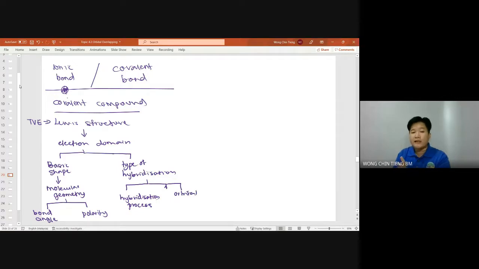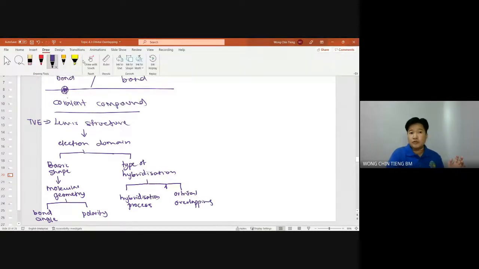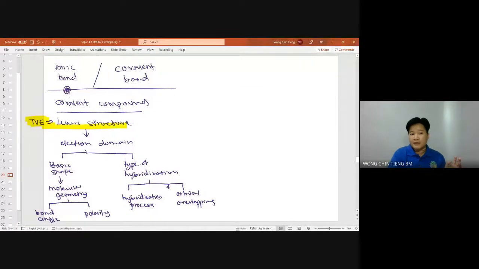But tengok kepala dia sayang. Kepala dia masih orang yang sama. Okay, we are still talking about your total valence electron and also Lewis structure. And from there, kita dapat semua benda ke bawah ini.